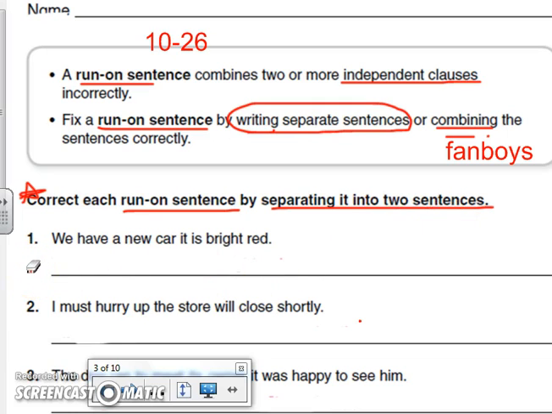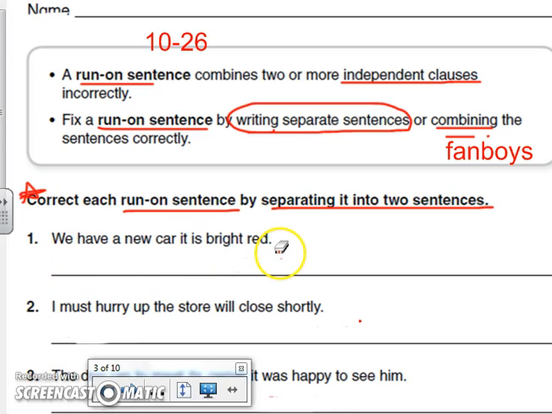So we're going to do the first one sort of together, and then I'm going to tell you what you're going to do with the rest. It says, we have a new car. It is bright red. By the way, you need to use a pencil today, so don't ask me. Pencil until I tell you can.